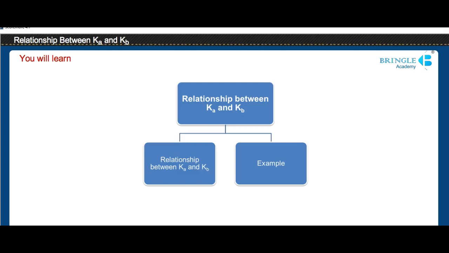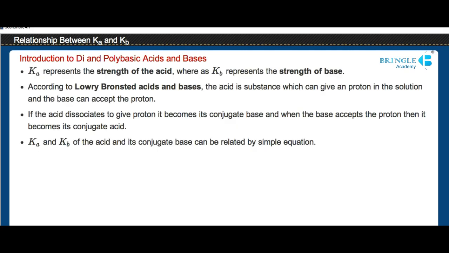You will learn the relationship between Ka and Kb. Example: Ka represents the strength of the acid, whereas Kb represents the strength of the base.